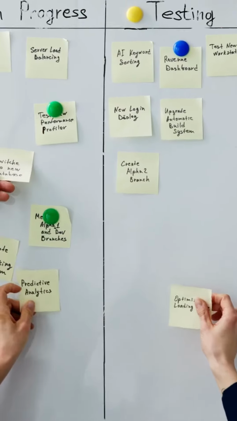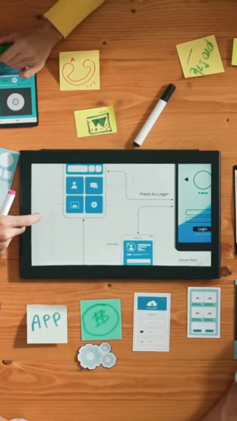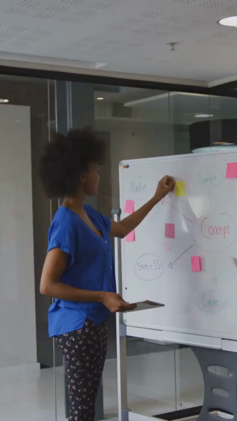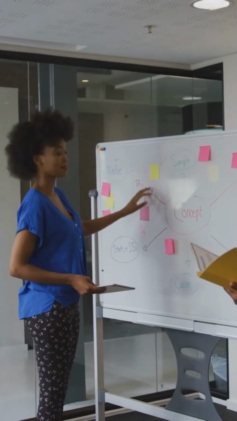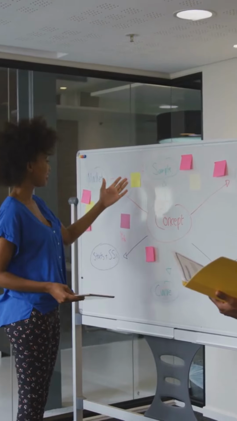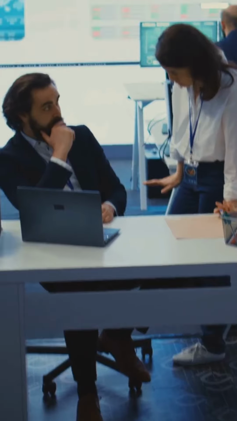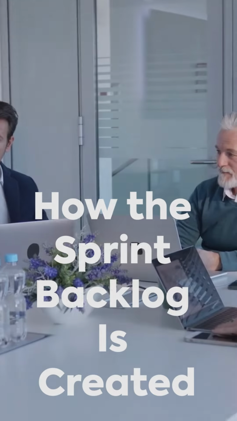The Sprint Backlog is one of the three core artifacts in Scrum, alongside the Product Backlog and the Increment. It represents the collection of tasks and Product Backlog Items, or PBIs, that the Scrum team commits to completing within a single sprint, usually lasting 1 to 4 weeks. It provides a focused and actionable plan for delivering value in the short term.